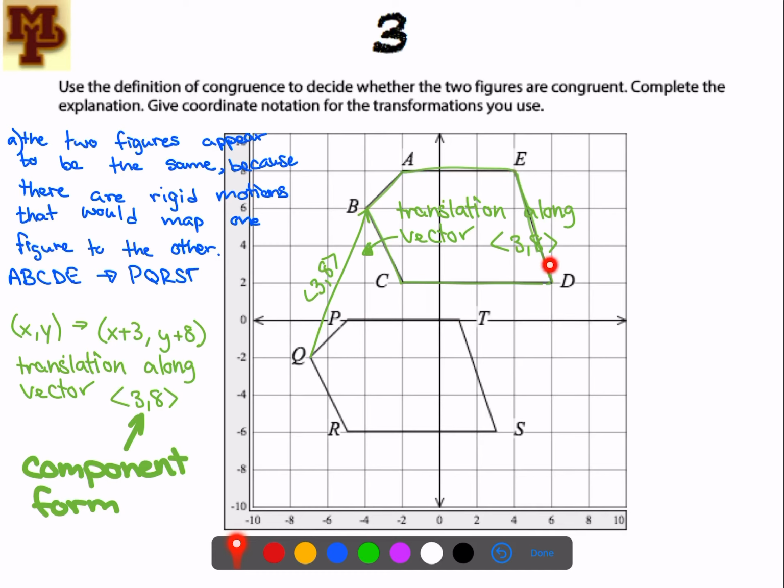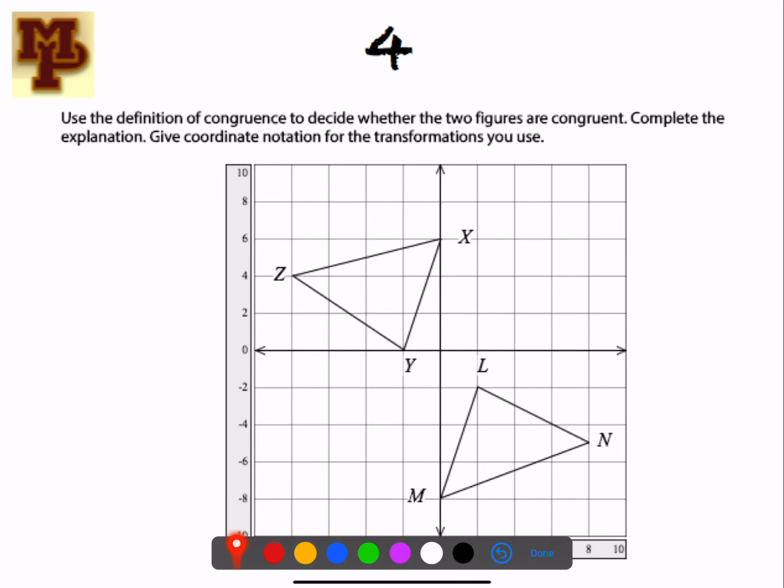And since these landed perfectly on top of each other, these are congruent figures. So therefore, it's just a translation along the vector 3, 8. And again, this is notation form up top, component form down below. All right, let's continue on. Number 4, go ahead and pause the video if you'd like. We can try this one out in just a second.